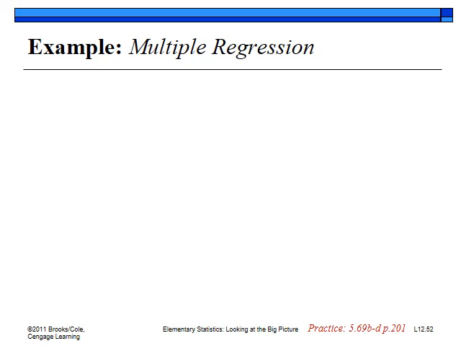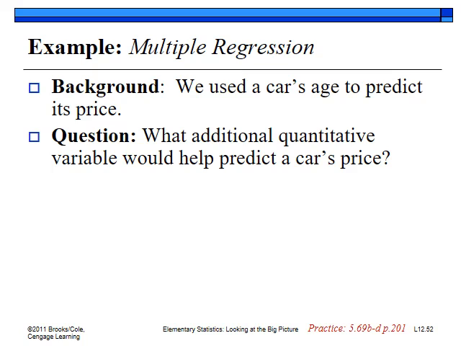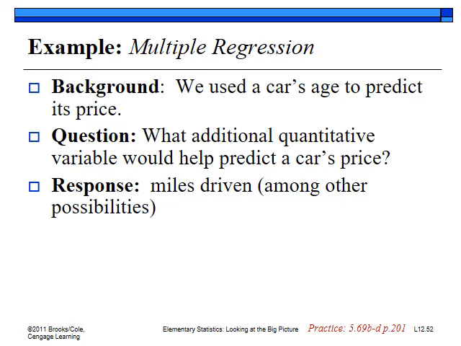Here's a quick example of multiple regression. We've already seen using a car's age to predict its price. What else might be a factor on the price? Well, if you've ever shopped for used cars, you know that the longer a car has been driven, the more miles are on the odometer, the cheaper it will be. There are other possibilities, including maybe previous owners, whether it has been in an accident, all sorts of things. To get a better model, that is a better equation, to allow us to predict the price, we would hopefully get an equation that takes all of those variables into account. That's what multiple regression does.